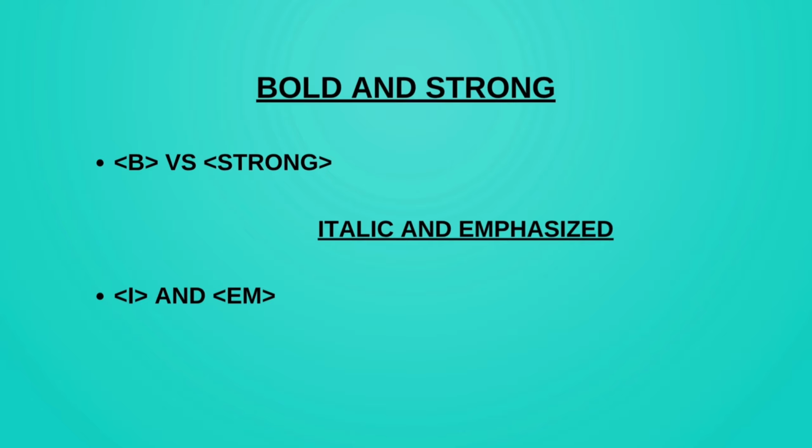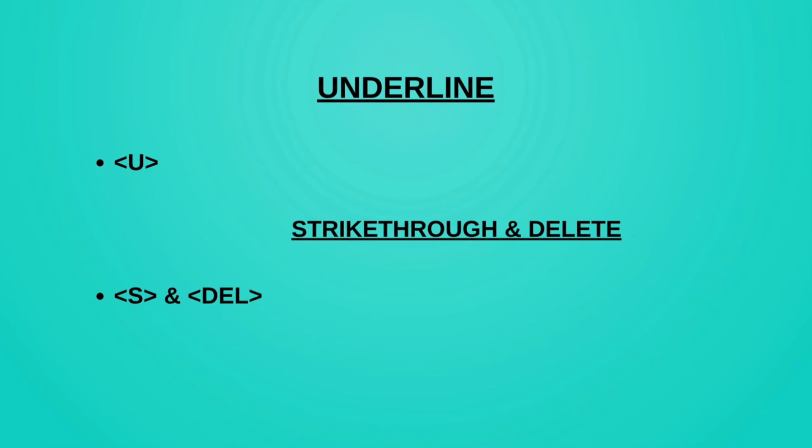2. Italic and emphasized. I versus EM. I slants the text. EM emphasizes meaning, again better for accessibility. 3. Underline. U. Use U to underline text, but don't use it for links unless it is a link.